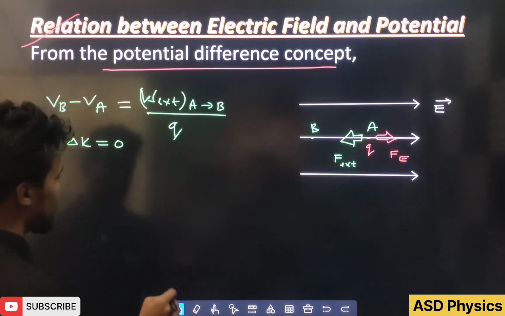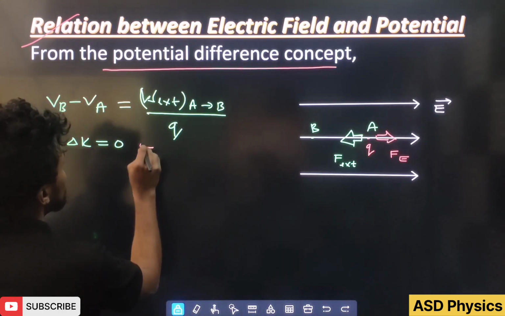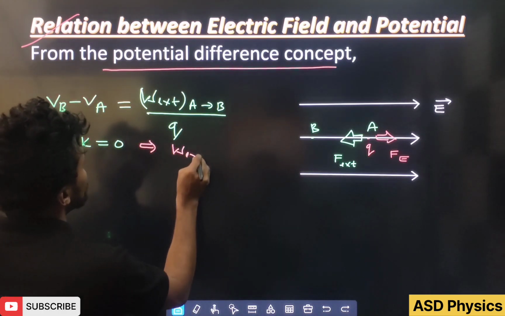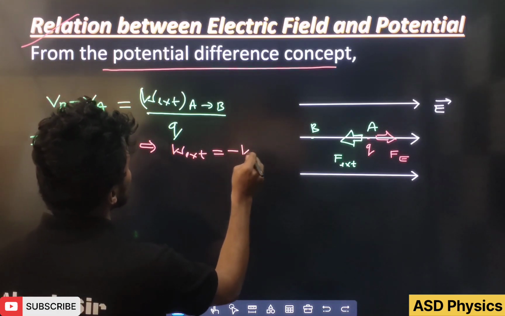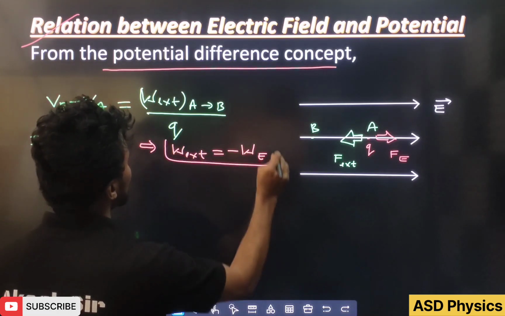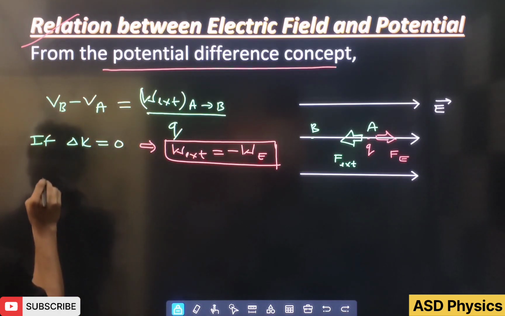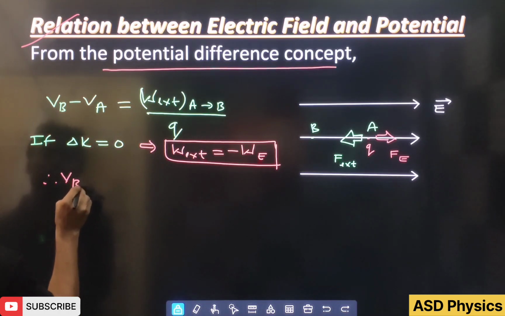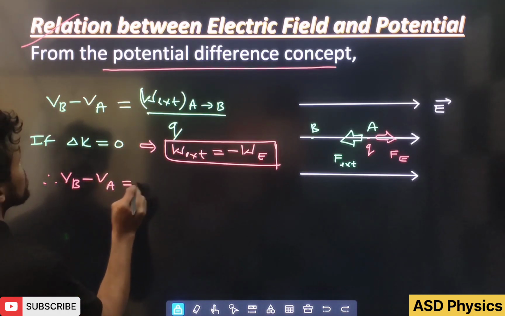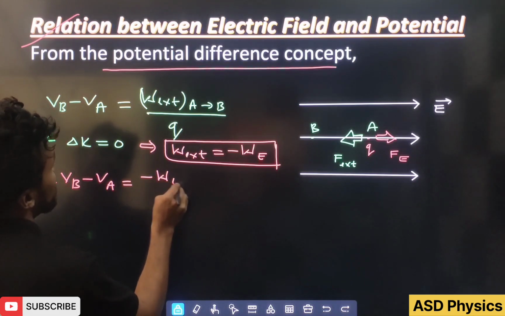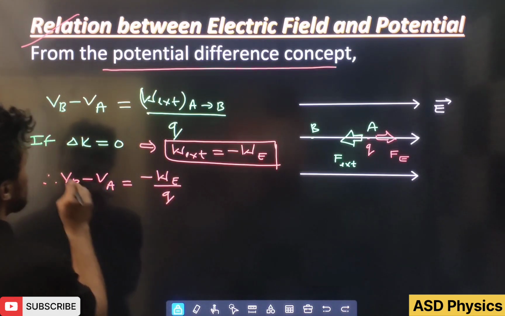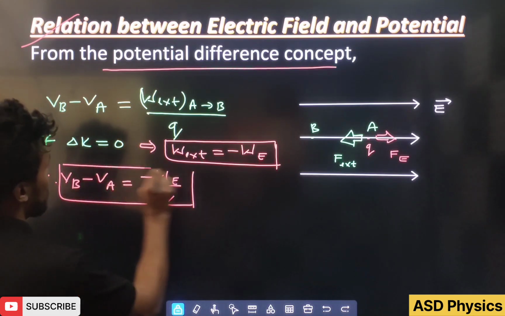Now, if this charged particle is moving slowly, there is no change in kinetic energy. Then from the work-energy theorem, the work done by the external force will be the negative of the work done by the electrostatic force. Hence we can write VB minus VA is equal to minus WE by Q. This is our very basic relation.